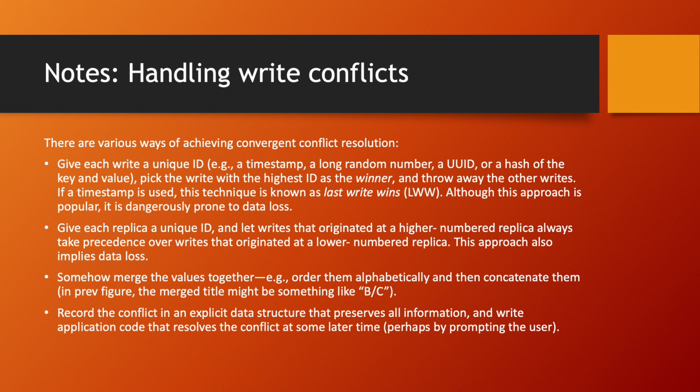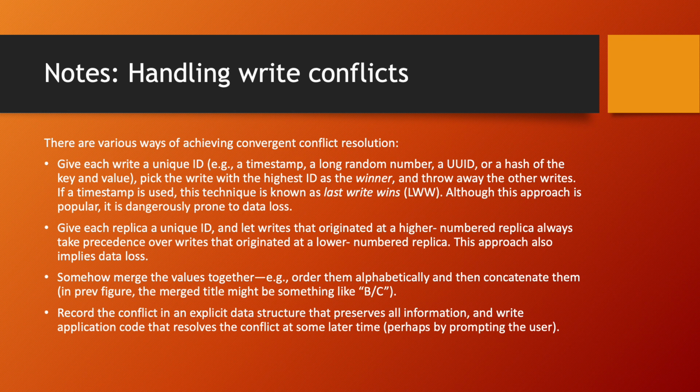There are various ways of achieving convergent conflict resolution. Here are a few suggestions. Give each write a unique ID. It could be a timestamp, a long random number, a UUID, or a hash of the key and value. Pick the write with the highest ID as the winner and throw away the other writes. If a timestamp is used, this technique is known as last write wins. Although this approach is popular, it is dangerously prone to data loss.